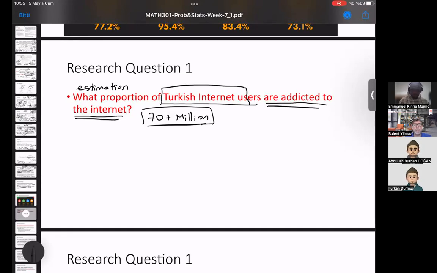What would you do as a researcher? Let's say you are a researcher and I want you to do research on internet addiction. What kind of things would you do to estimate the proportion of Turkish internet users that are addicted to the internet? Please write to chat, and this will be another quiz for you.